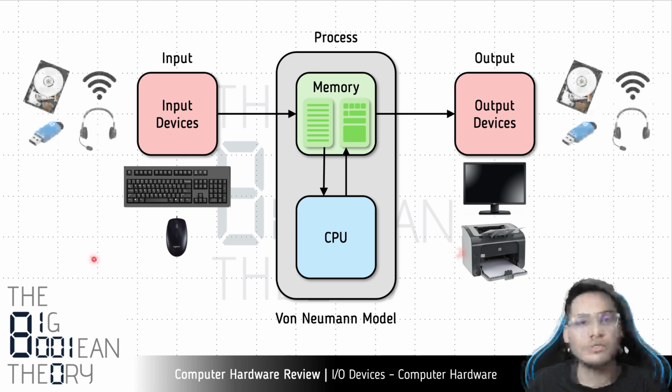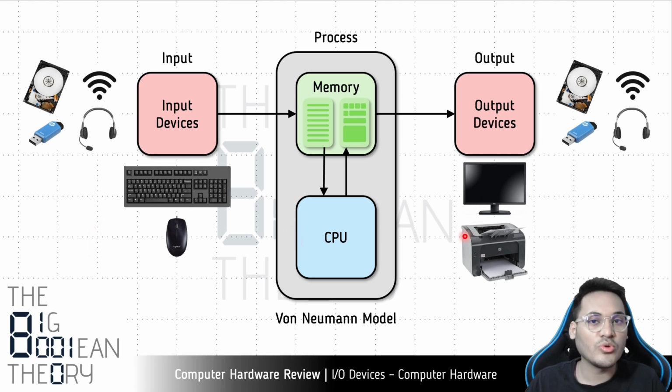So till now we have seen examples of devices that are either purely input devices, for example, the keyboard and the mouse, or purely output devices, for example, the monitor and the printer. But there also exist certain devices which can act both as input as well as output devices. So this slide gives you some of the examples.